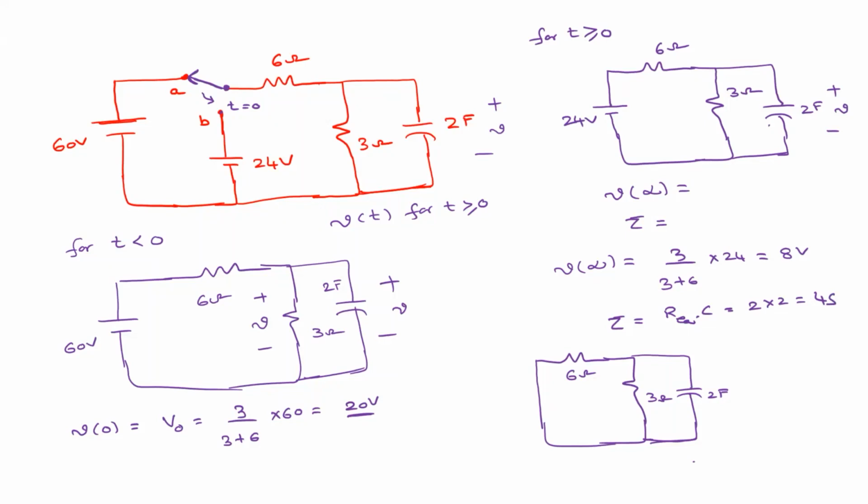So therefore, we have arrived at everything, right? So what is the solution? V of t equal to, first V infinite, so that is 8, plus V of 0 minus V infinite, so that is 20 minus 8, into e to the power of minus t by tau. So what is t by tau? Minus t by 4. So this is equal to 8 plus 12 into e to the power of minus 0.25 t volts. So that is the voltage across the capacitor.